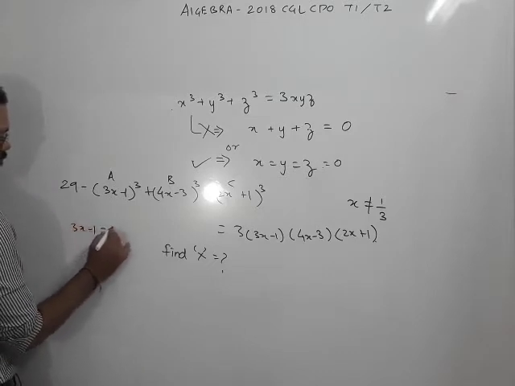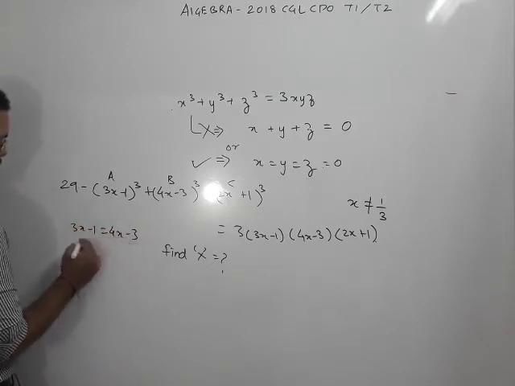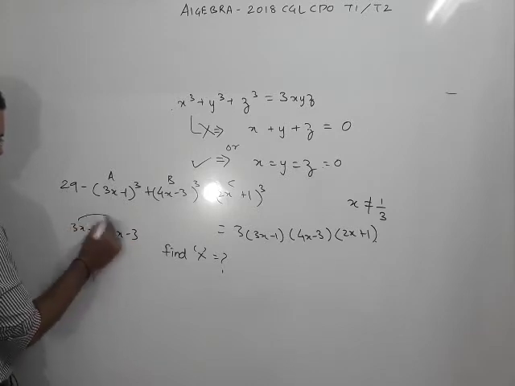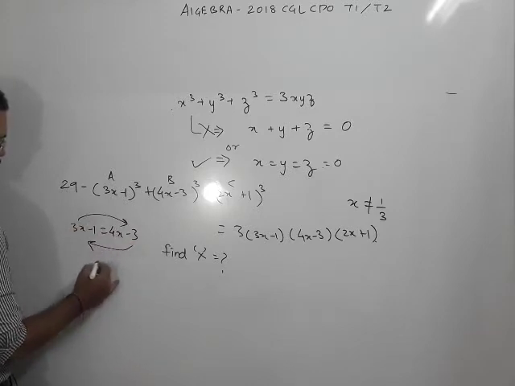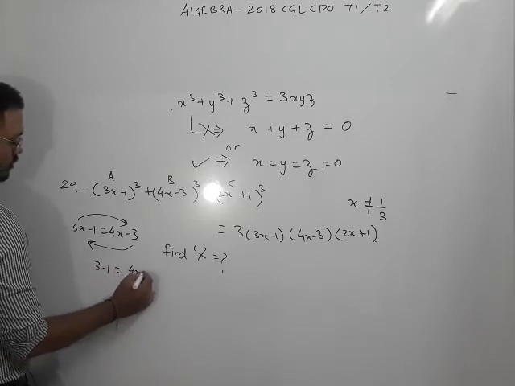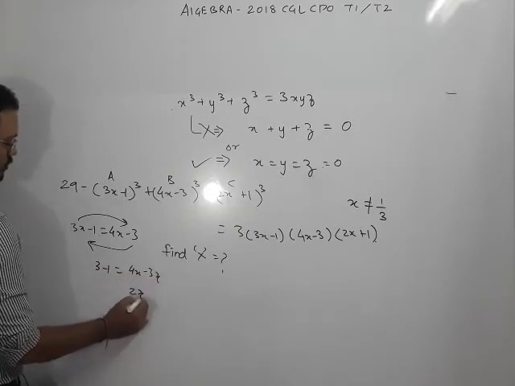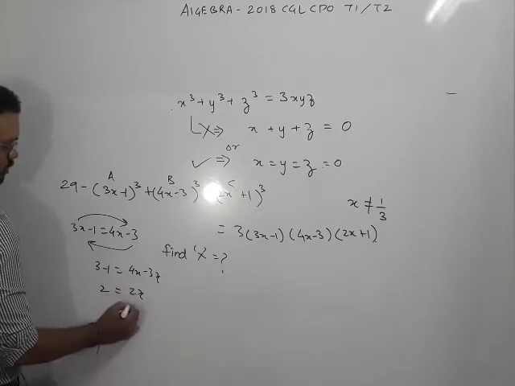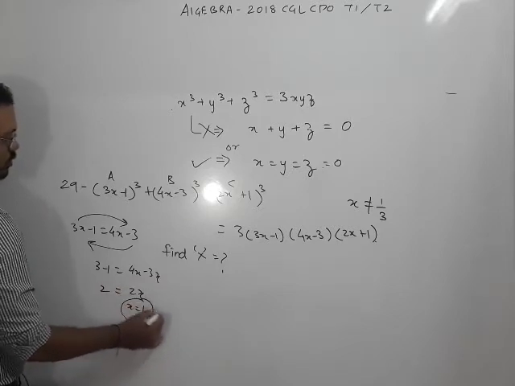3x minus 1 is 4x minus 3. It implies 3 minus 1 is 4x minus 3x, so 2x is 2, x is 1.